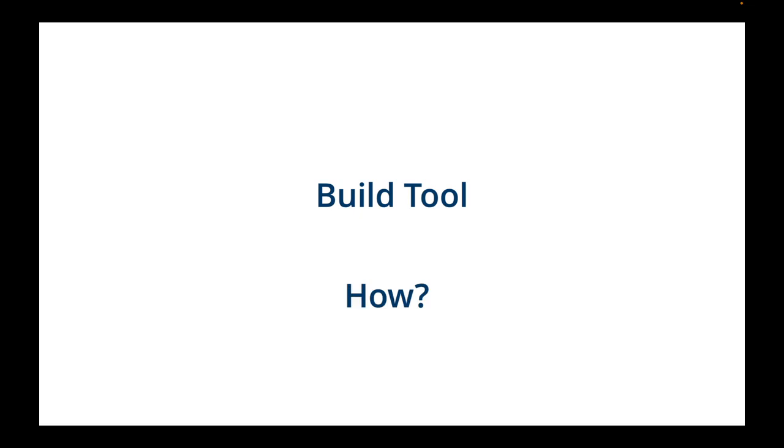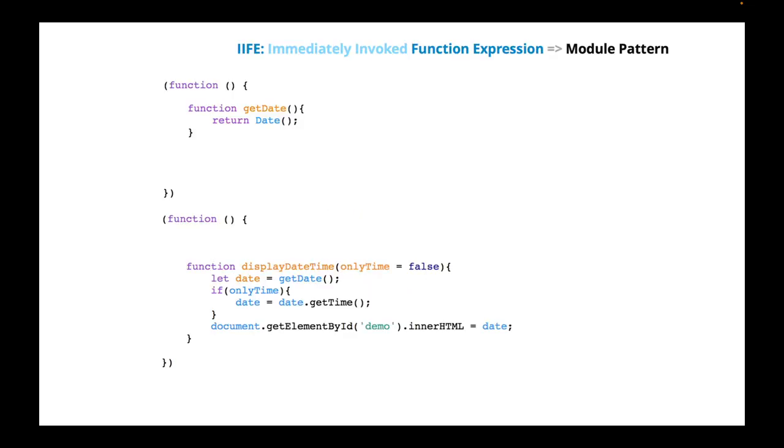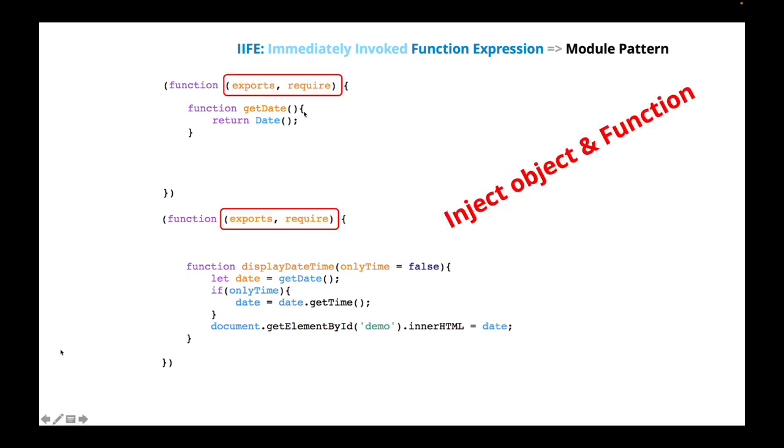So this is what a build tool does and how. In order to achieve that, we need to communicate between multiple files, I mean, share the scope between the multiple files. So, with the same module pattern, these builders and bundlers started creating two objects called exports and require, or we can call it import also. Exports is basically an object and require is basically another function.